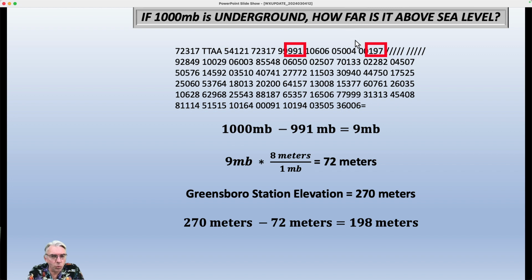And here it's 197. Now, they are probably working with much more precision in their actual numbers, and this is why they got 197, I got 198. Obviously very, very close, okay? So that's how the 1,000 millibar surface is calculated, even though it is underground, if you will, but that's how far it is above sea level.